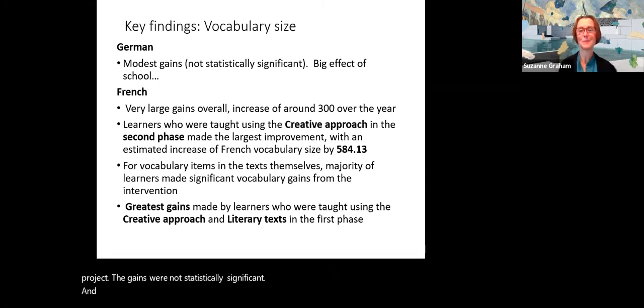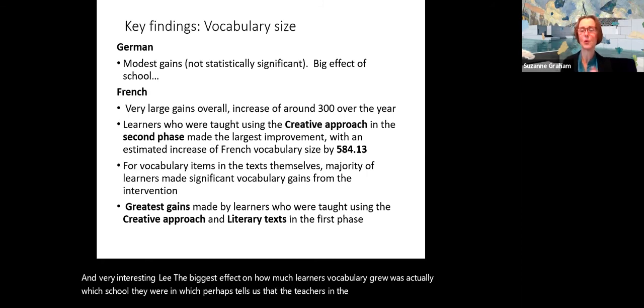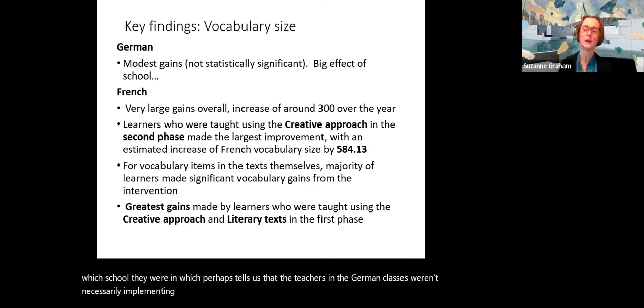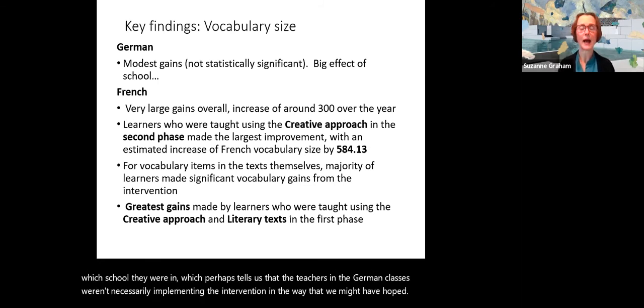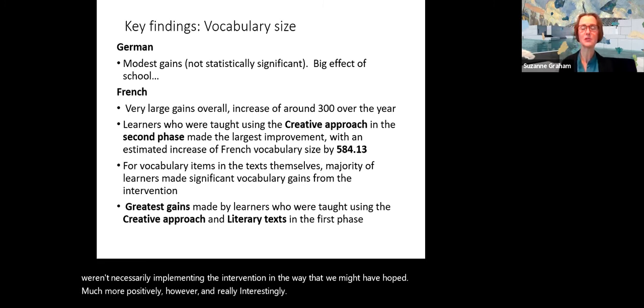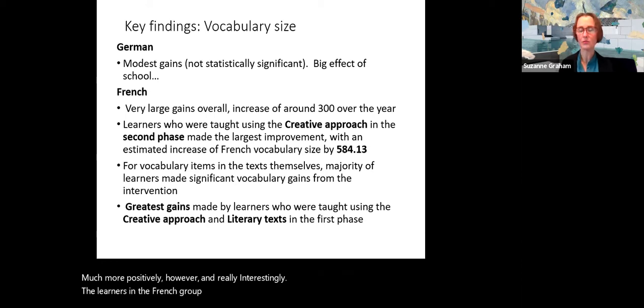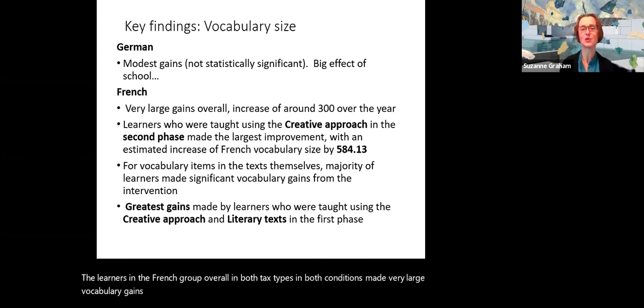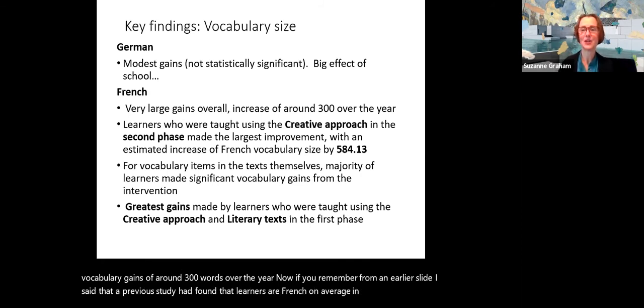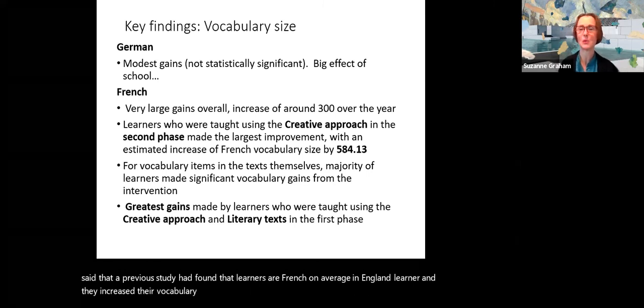And very interestingly, the biggest effect on how much learners' vocabulary grew was actually which school they were in, which perhaps tells us that the teachers in the German classes weren't necessarily implementing the intervention in the way that we might have hoped. Much more positively, however, the learners in the French group overall, in both text types, in both conditions, made very large vocabulary gains of around 300 words over the year. If you remember from an earlier slide, I said that a previous study had found that learners of French, on average, in England, increase their vocabulary size by about 170 words. So an increase of 300 is really quite large.